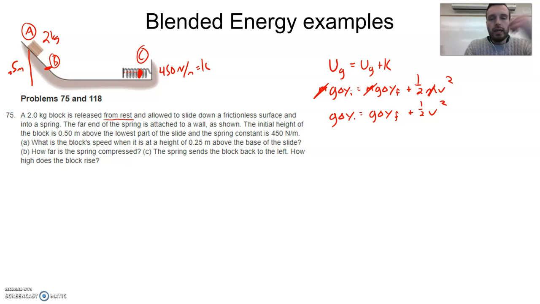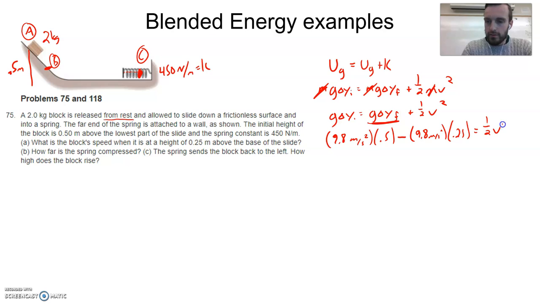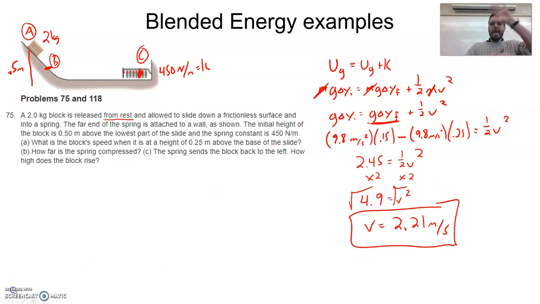Let's do a little algebra here. We have 9.8 meters per second squared times 0.5, and I'm going to subtract this term from both sides, so minus 9.8 meters per second squared times 0.25, and that's going to be equal to 1/2 v squared. Okay, let's do some calculator magic here. I'm going to pause for the magic. And calculator magic, boom, there we go.